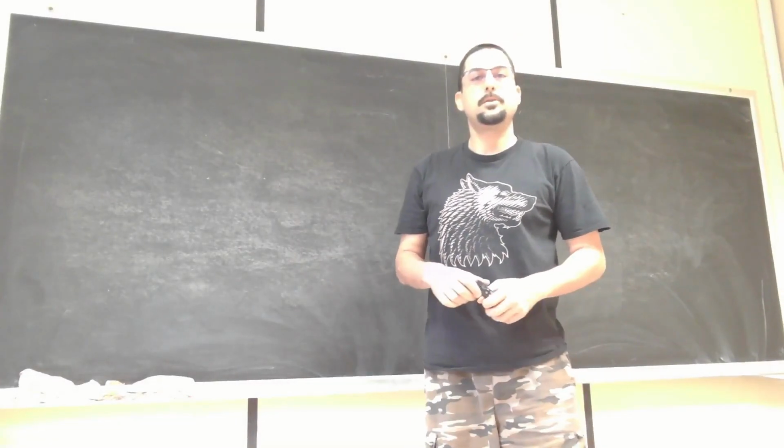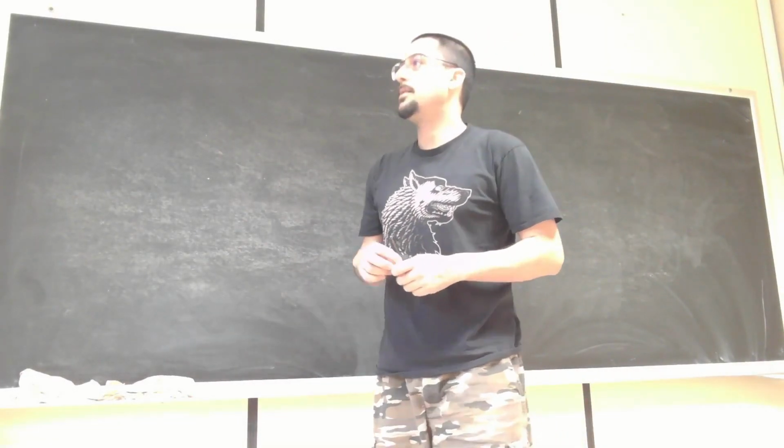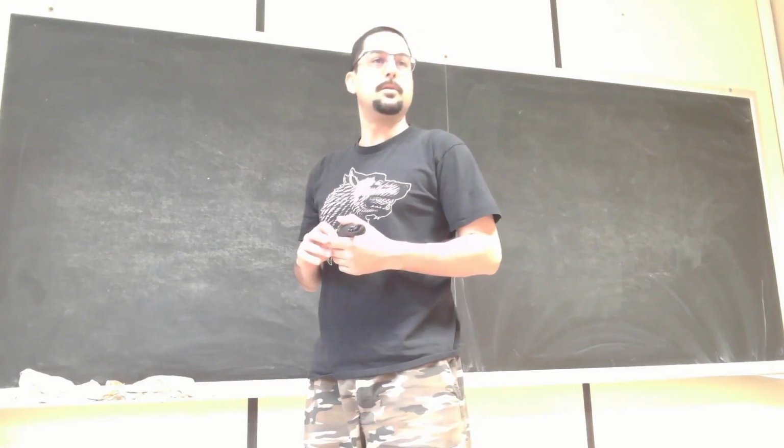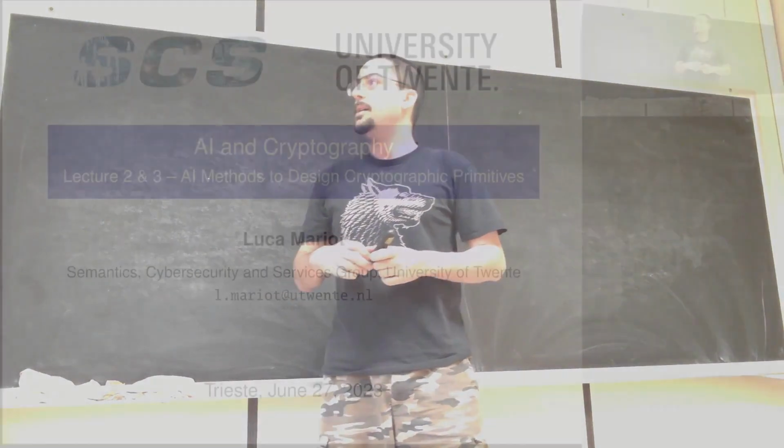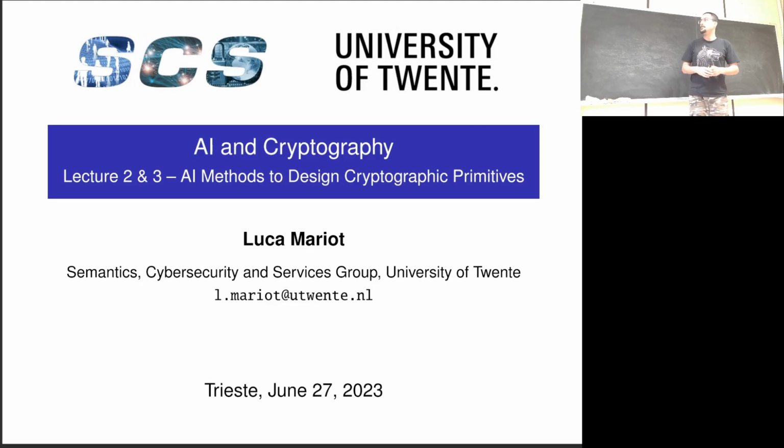Okay, so welcome again. Today we are doing two lectures for the course AI and Cryptography. We have just one set of slides, so it will be broken between this morning session and the afternoon session. If you remember the timetable that I showed yesterday, it is about the use of artificial intelligence methods to design cryptographic primitives, in particular symmetric cryptographic primitives, and not the public key primitives that we saw at the end of yesterday's lecture.